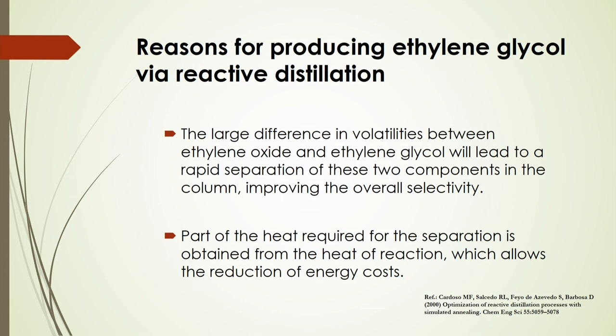In this case, the large difference in volatilities between ethylene oxide and ethylene glycol may lead to a rapid separation of these two components in the column, which may improve the overall selectivity. And part of the heat required for the separation can be obtained from the heat of reaction, since it is an exothermic reaction, which also may reduce the energy cost. So, that is why reactive distillation is chosen for the production of ethylene glycol.